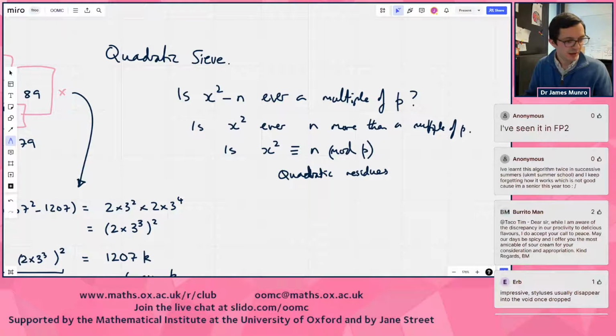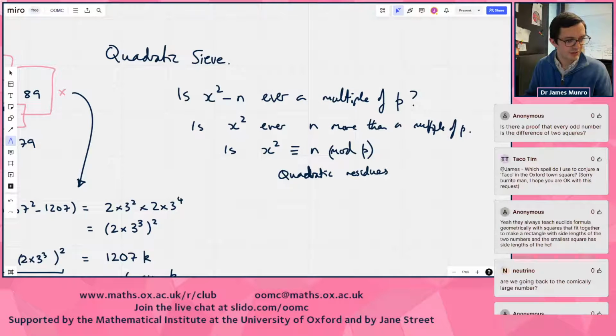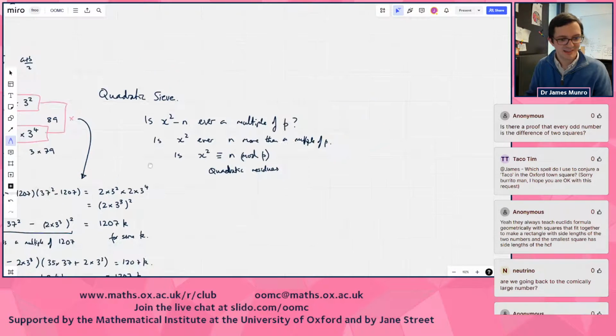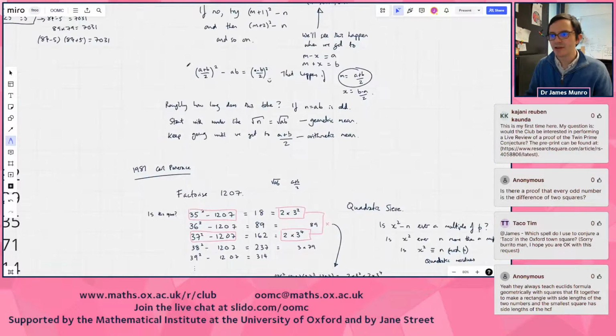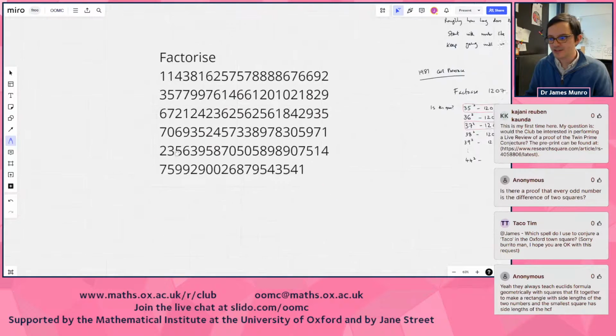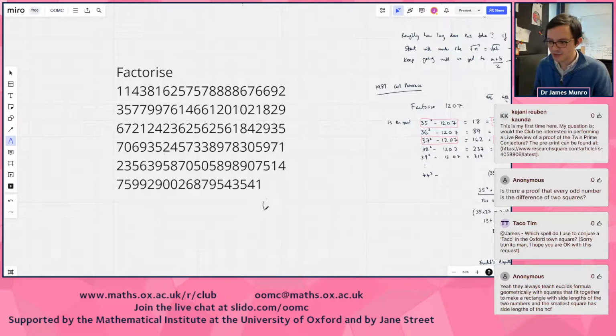Yeah, so the big number. Let's go back to the big number. Three or four questions. So big number, where did that go? Oh, there it is. So this is a 129-digit number. It's called RSA129.